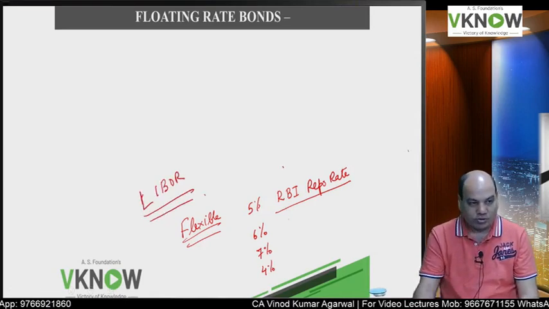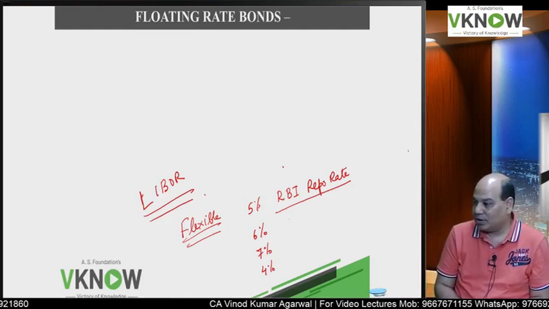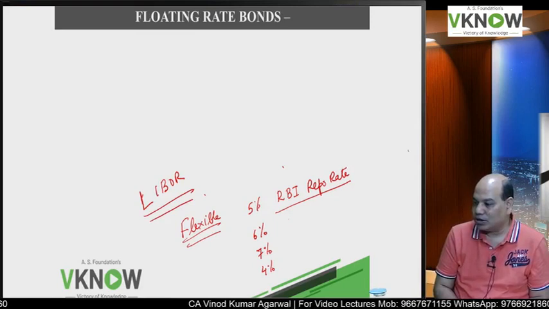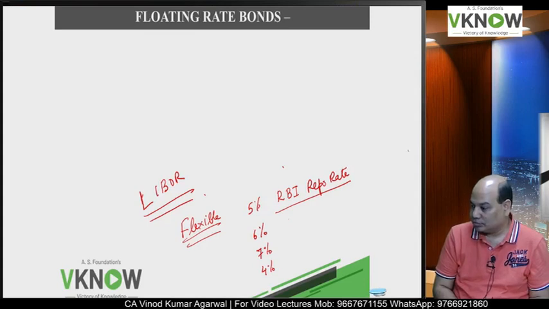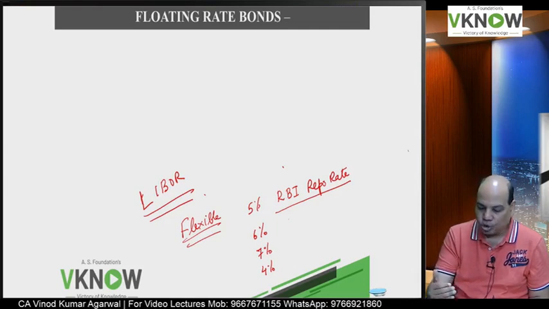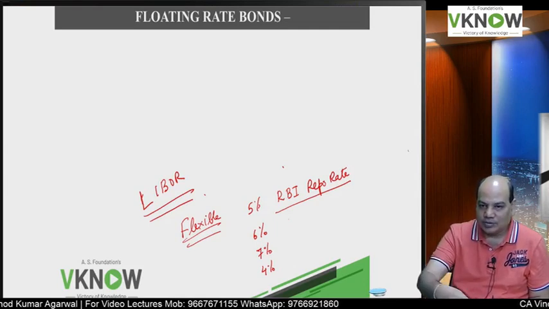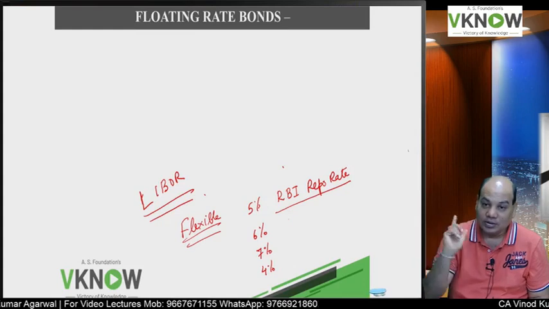LIBOR. What is LIBOR? In international markets, the floating rates are linked to LIBOR. What is LIBOR? Don't mind your spelling, you can write London Interbank Offer Rate. L for London, Interbank Offer Rate. That is the rate of interest charged by one bank to another bank in the London market.